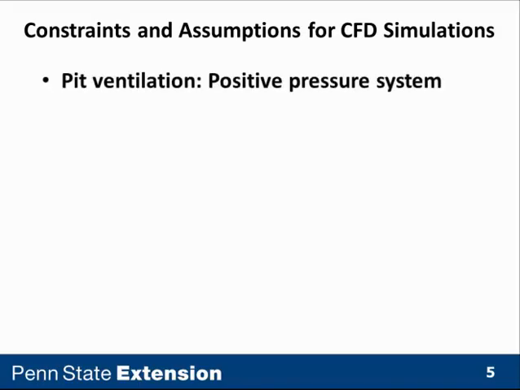Now we need to talk about some of the constraints and the assumptions that we incorporated into the online tool, some of which can be restricted and released, and some which cannot be released. Pit ventilation is always a positive pressure ventilation system. This is a constraint that cannot be released.